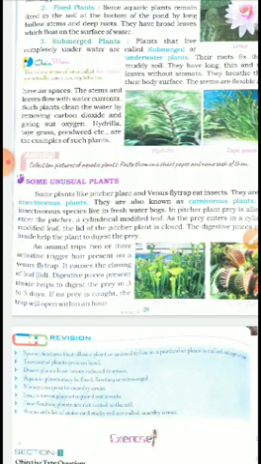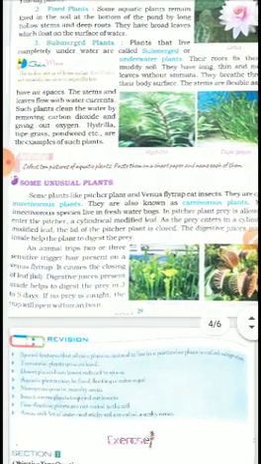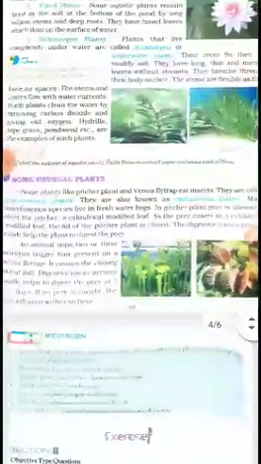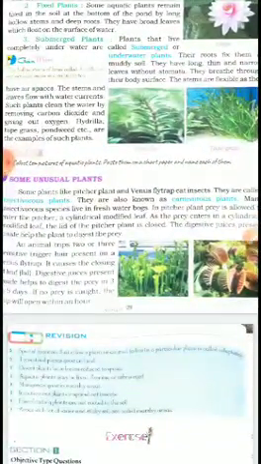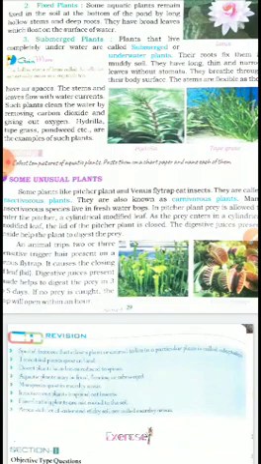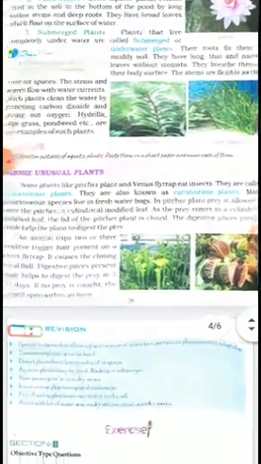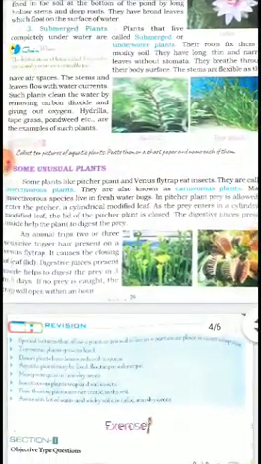Right, now we come to some unusual plants. Some plants like pitcher plants and Venus flytrap are called insectivorous plants. They are also called carnivorous. Now what does that mean? They eat insects or animals, right? Many insectivorous plants live in fresh water bogs.